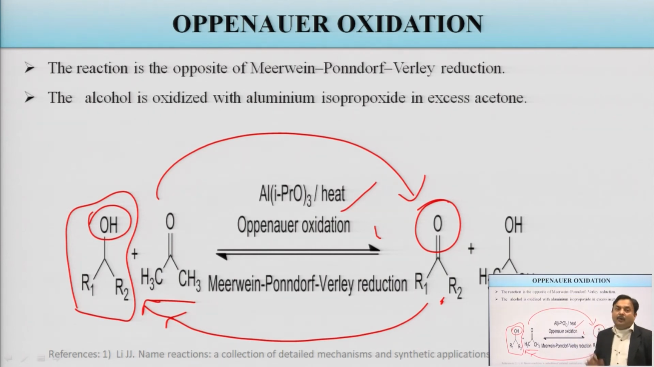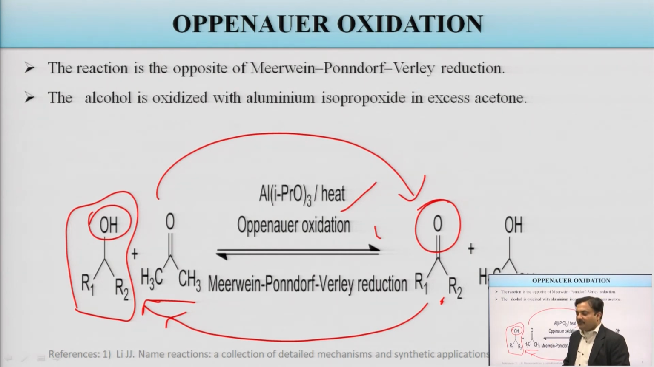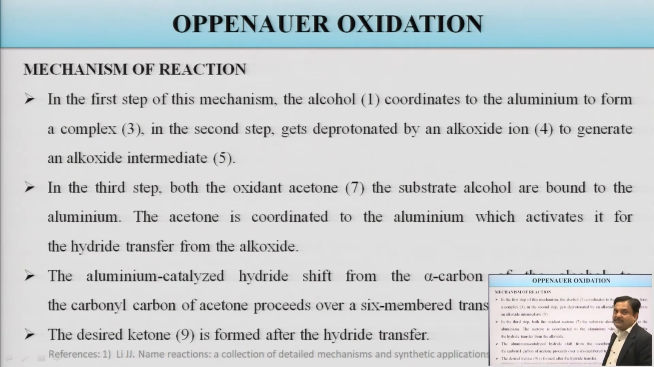Again, in both the reactions, hydride ion transfer is taking place, and the catalyst which we are using, aluminum isopropoxide or aluminum tertiary butoxide, is helping in the transfer of hydride ion inside the molecule. Okay. Now, first of all, before going into the mechanism of Oppenauer oxidation, we just read certain points about the mechanism.